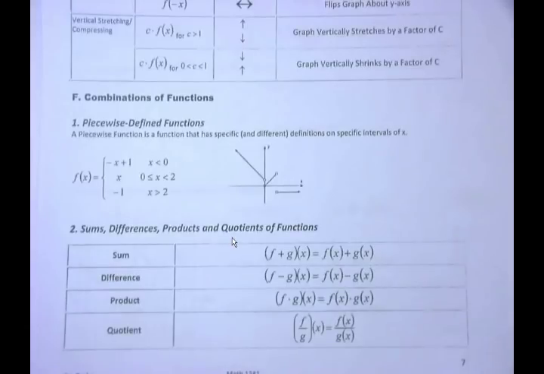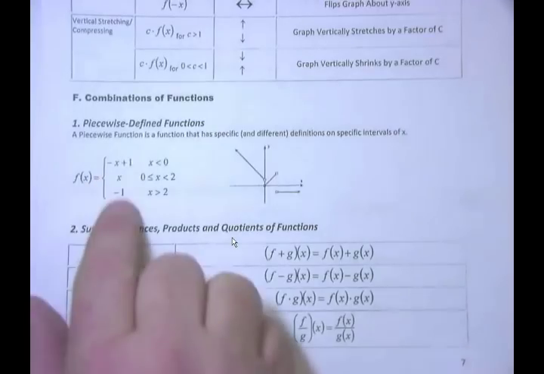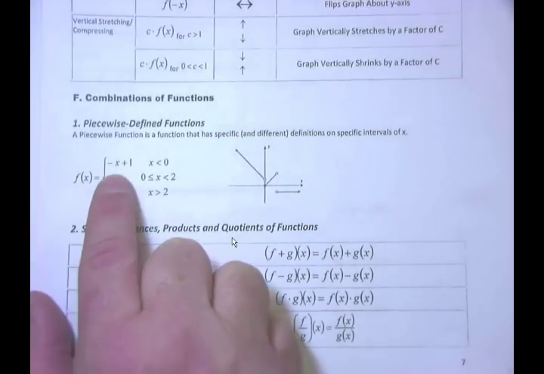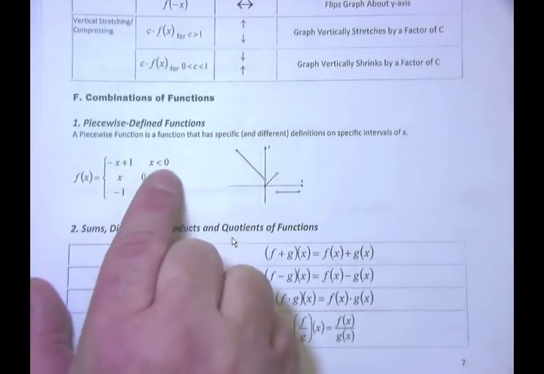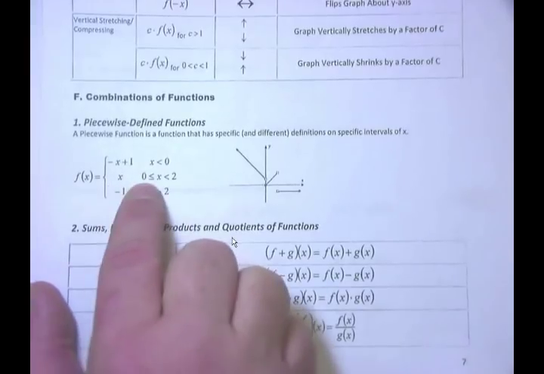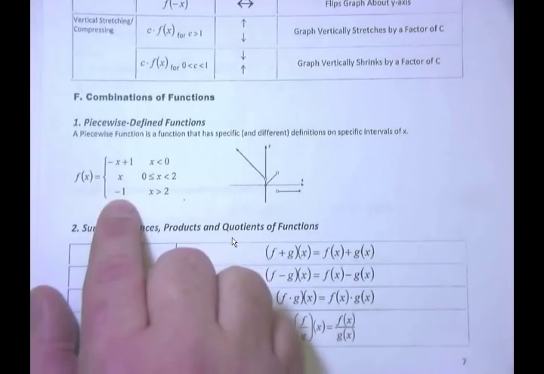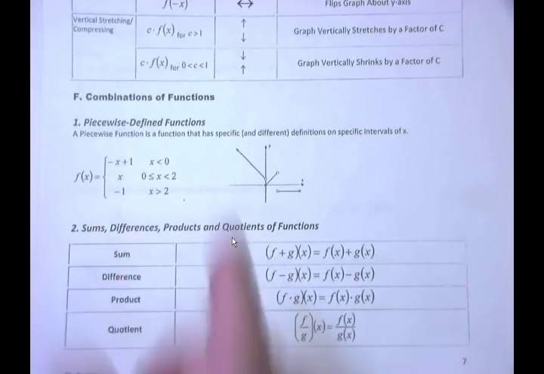The next one is the combinations of functions. And the first type of combination function is something called a piecewise function. Again, we use these a lot in calculus. This idea of a function, but I have pieces that make up the entire function. So here's what a standard piecewise function looks like. F of x is equal to negative x plus 1 when x is less than 0. x when 0 is less than or equal to x, which is less than 2. And negative 1 when x is greater than 2.